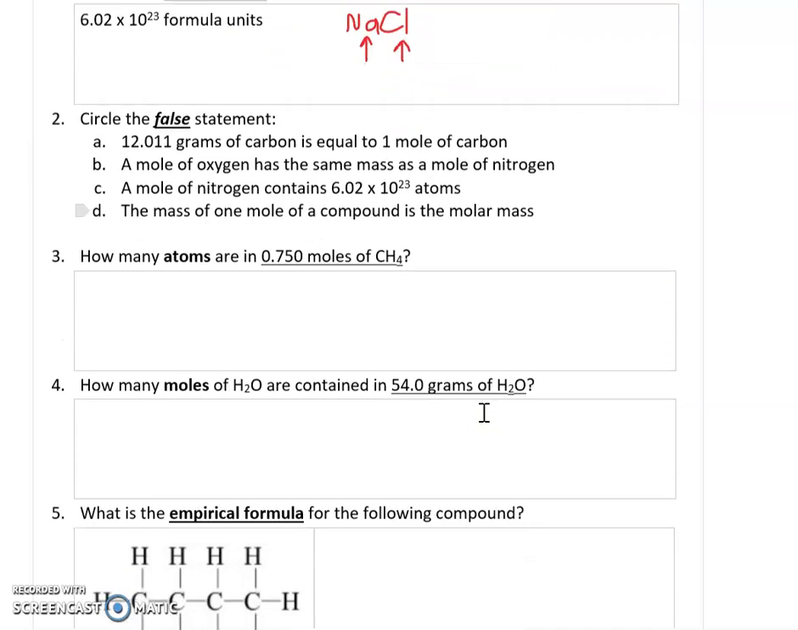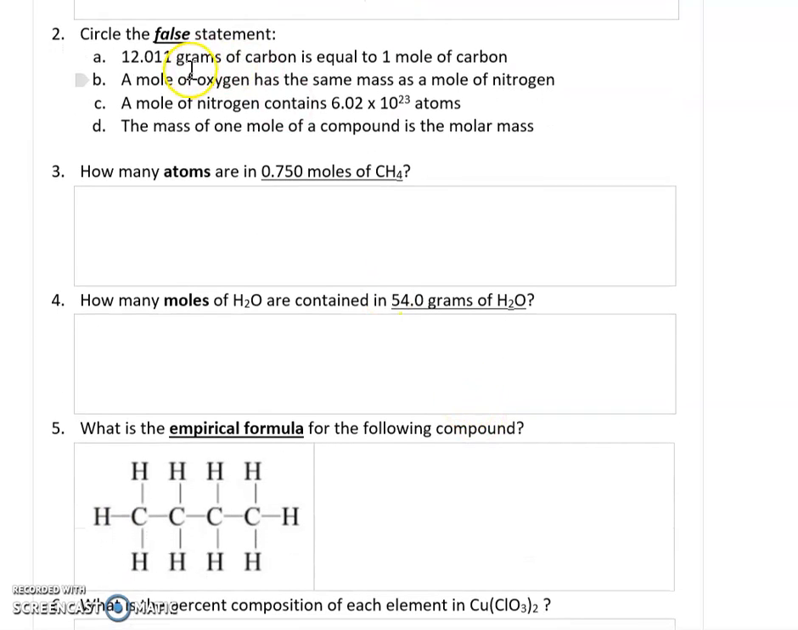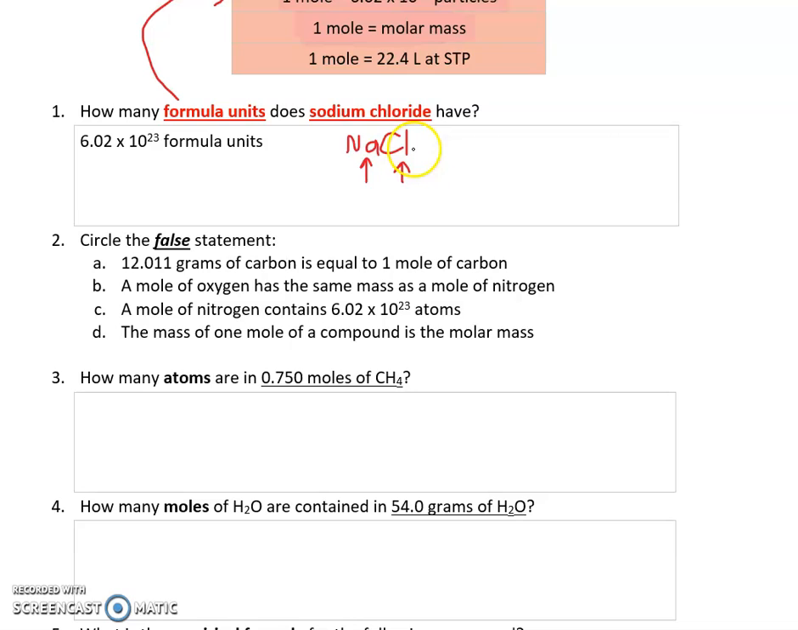All right, moving on. Circle the false statement. All right. First statement. 12.011 grams of carbon is equal to 1 mole of carbon. If I look at my conversions up here, I have that 1 mole is equal to my molar mass. This right here is the molar mass of carbon. So the molar mass is equal to 1 mole. That is correct.